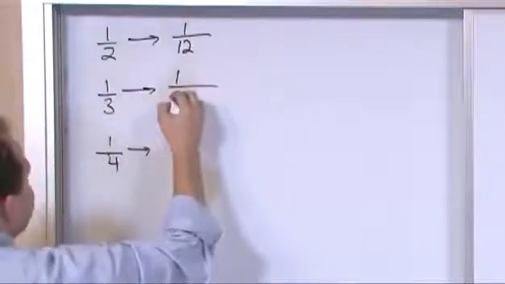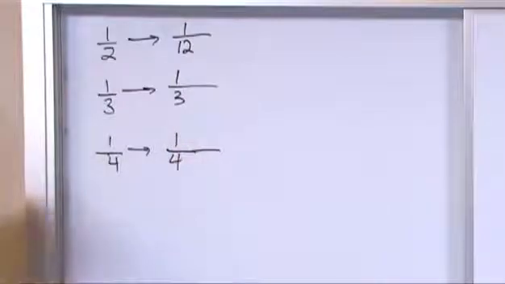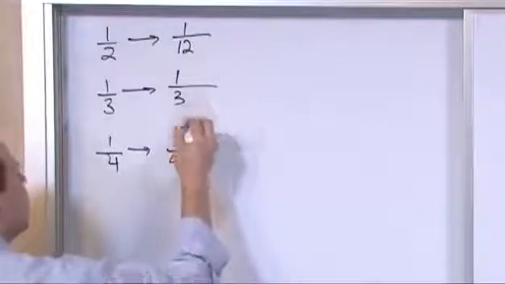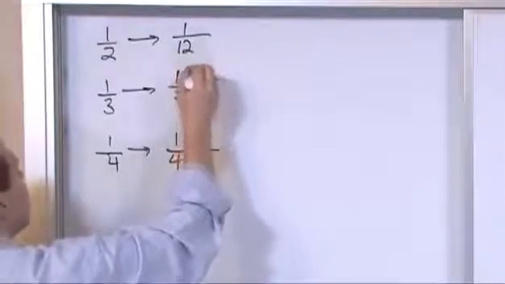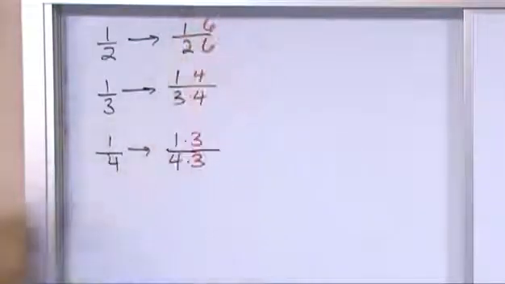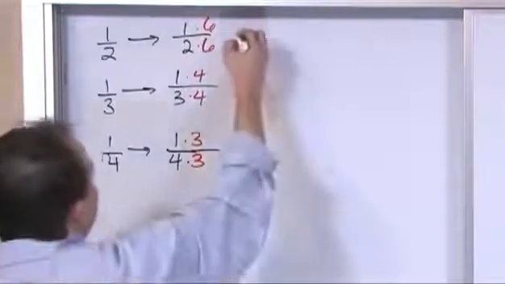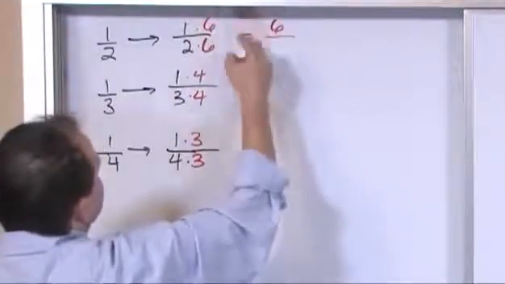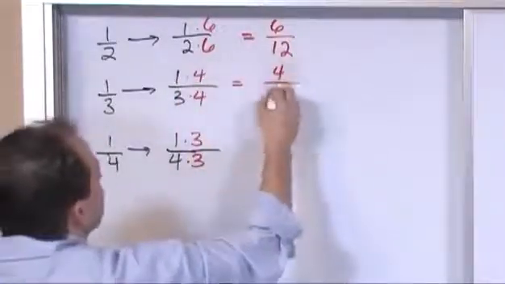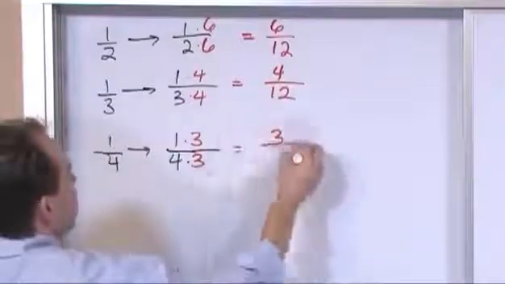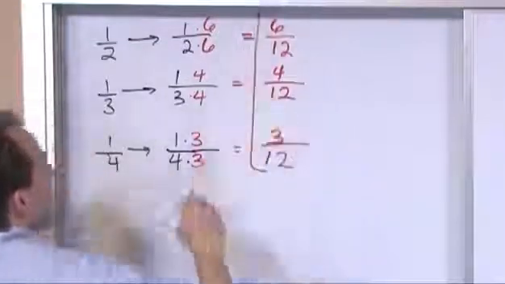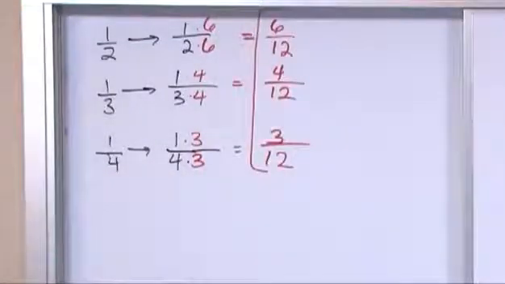So I'm going to write these fractions over again. Give me a little space. Now, 4, I'm going to multiply by 3 to give me 12. 3, I'm going to multiply by 4 to give me 12. 2, I'm going to multiply by 6 to give me 12. And so what I'm going to have, on the top, 1 times 6 is 6, 2 times 6 is 12. 1 times 4 is 4, 3 times 4 is 12. 1 times 3 is 3, and 4 times 3 is 12. So look, that wasn't that hard. It's 6 twelfths, 4 twelfths, and 3 twelfths.